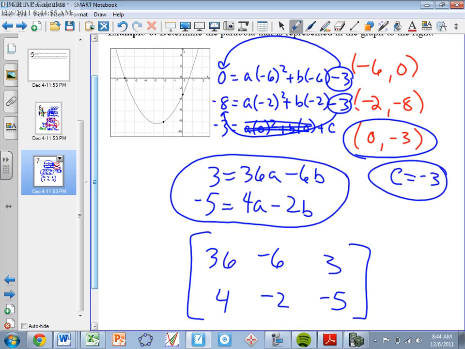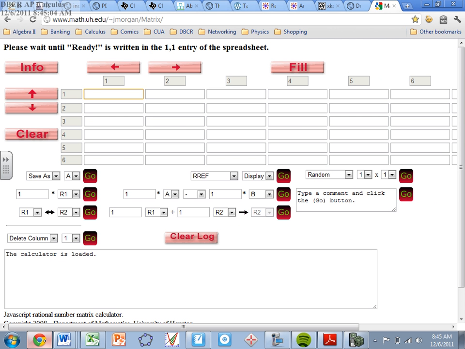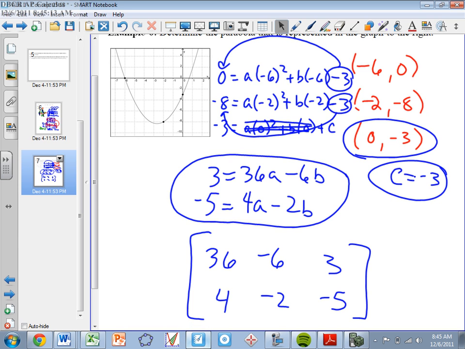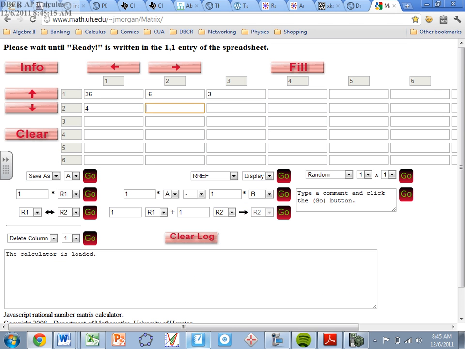Okay, again, quickly, let me go through this, and I'll do this one in the online matrix so you can see. 36, tab, negative 6, tab, 3. That's how you can go through these quickly if you press the tab key. Next line, 4, negative 2, negative 5. Now at this point, I have RREF highlighted. If I didn't, I just go down and hit RREF. Hit go under display, and down here at the bottom corner, you'll see that A is 3/4 and B is 4. And if you did it with the 3 by 4, you should have gotten the same answers. Again, this is now only a 2 by 3. You can always use the 3 by 4 though.